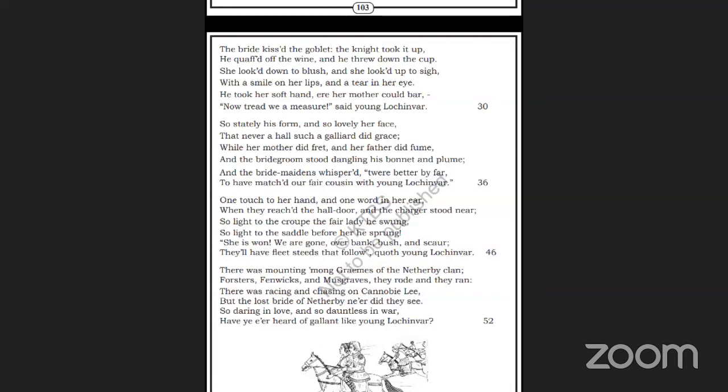Okay, now the most interesting stanza. One touch to her hand and one word in her ear, when they reached the hall door and the charger stood near.